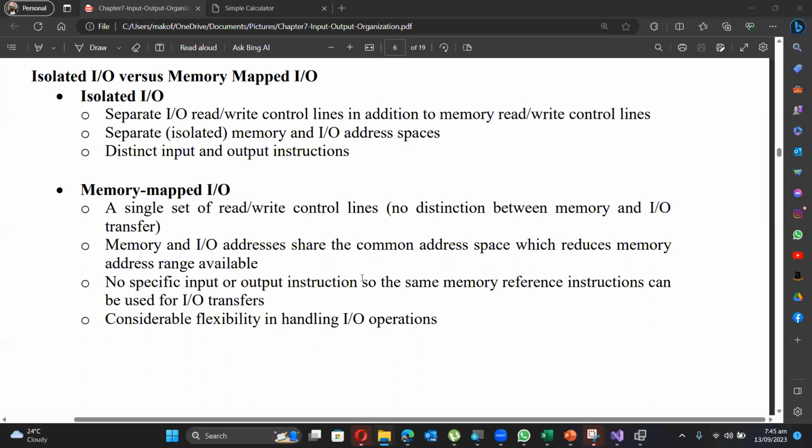If you have a memory mapped IO, then we have a single set of read and write control lines, no distinction between memory and IO transfer. Memory and IO address share the same address space, which reduces memory access range availability. And also, there are no specific input or output instructions. So the same memory reference instruction can be used for input/output transfers.